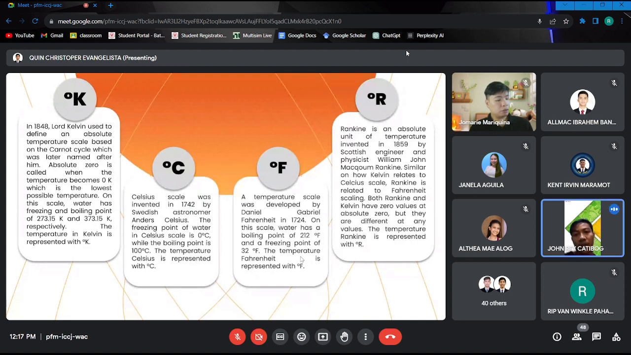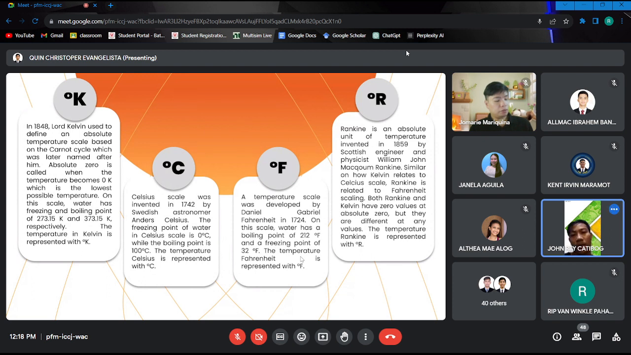And the last one is the degree Rankine. Rankine is an absolute unit of temperature invented in 1859 by Scottish engineer and physicist William John Macquorn Rankine. Similar to how Kelvin relates to the Celsius scale, Rankine is related to the Fahrenheit scale. Both Rankine and Kelvin have zero values at absolute zero, but they are different at any other values. The temperature in Rankine is represented with degree Rankine.